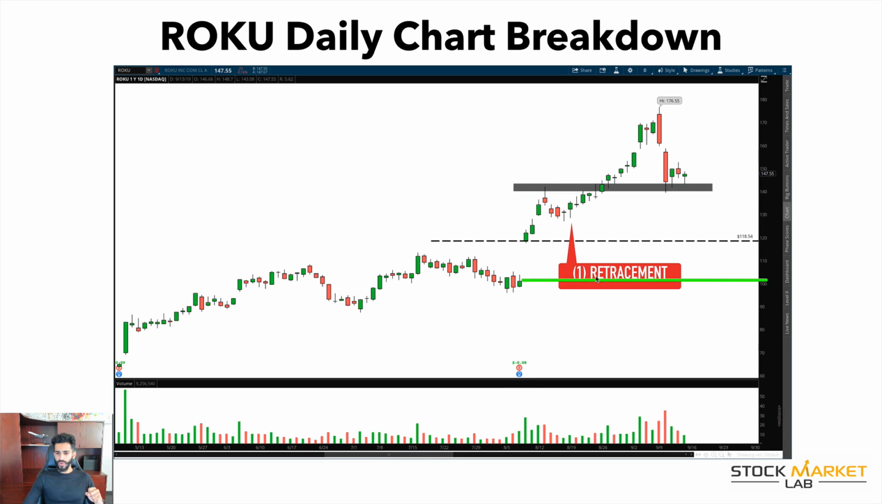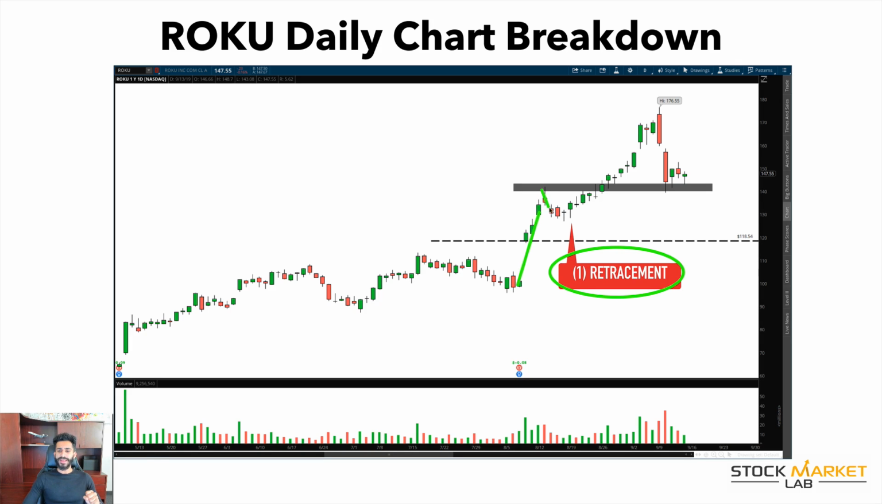Because look at this. Stock went from $100 to about $140 in about 4 days. So in 4 days, the stock moved about 40%. If a stock moves up 40% in 4 days, that's a lot. That's a big move. You want to see a retracement. This is something that we want to see. Why? Because it made a huge move up.